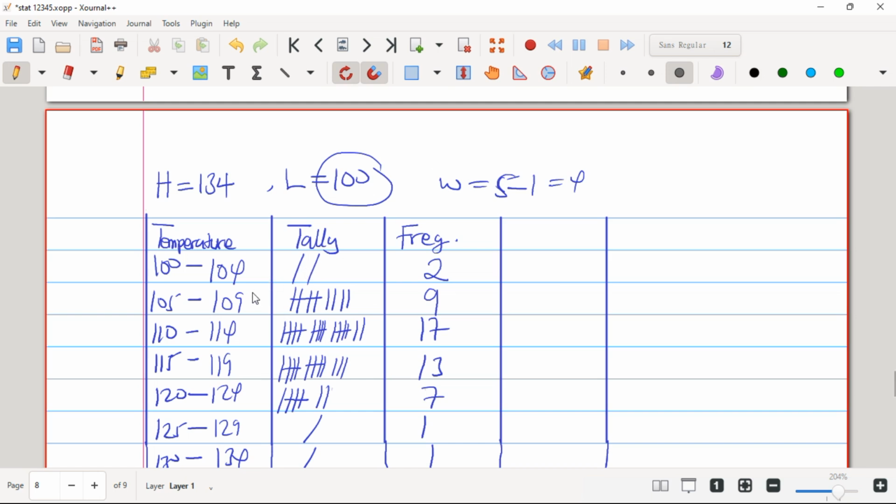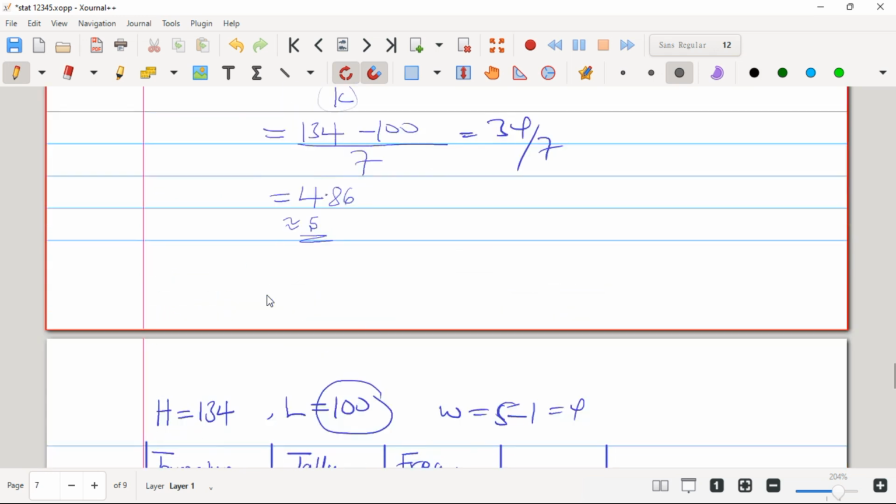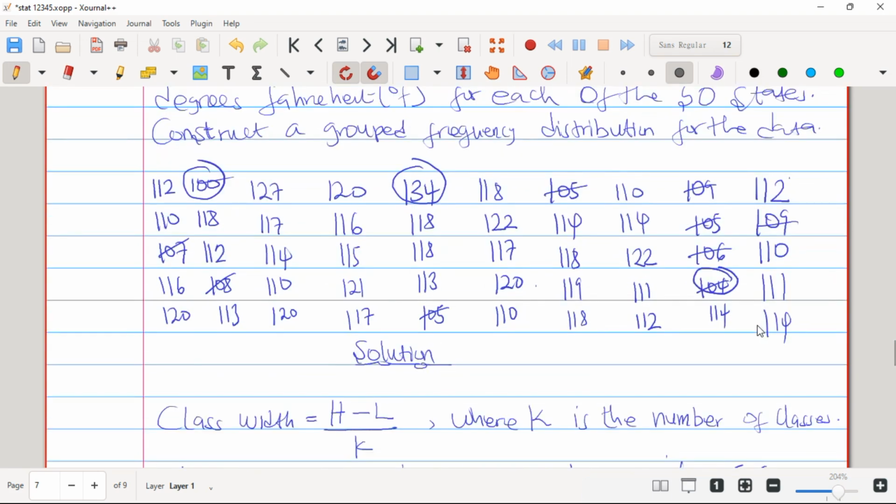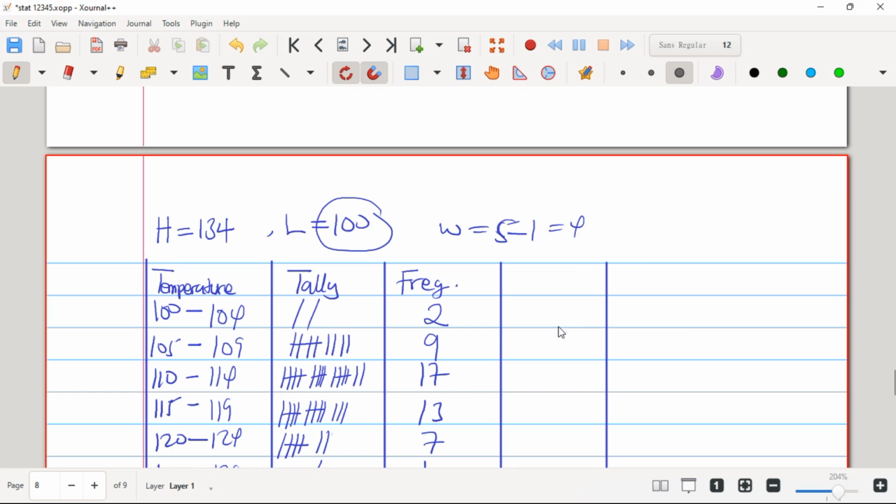So let's see the individual observations that lie between 105 and 109. We are going to have 1, 2, 3, 4, 5, 6, 7, 8. 8 observations. I'm sorry, I made a mistake here. That is 8. We are just going to clean it to be 8, and let's count the observations that lie between 110 to 114.